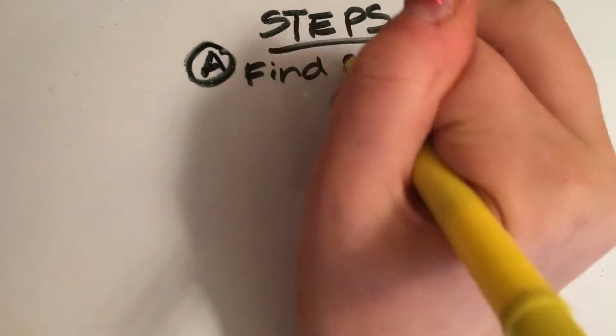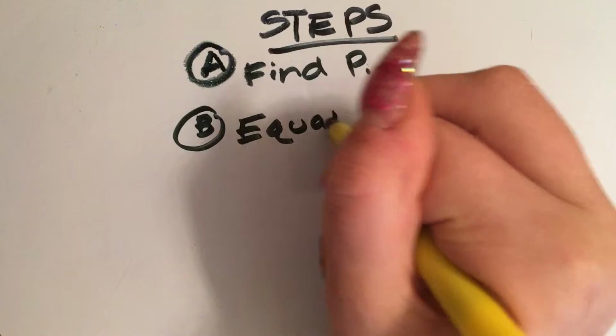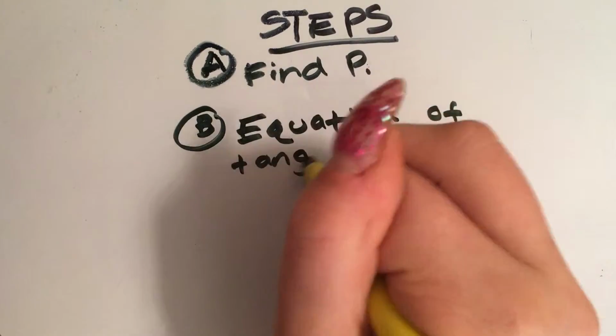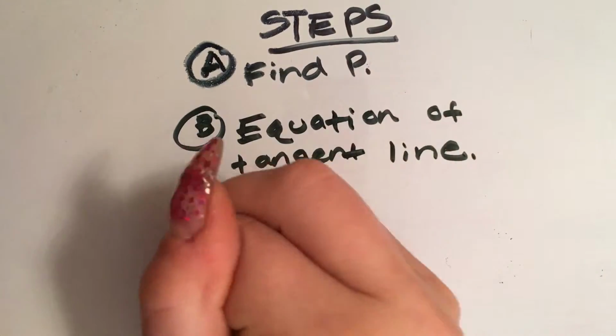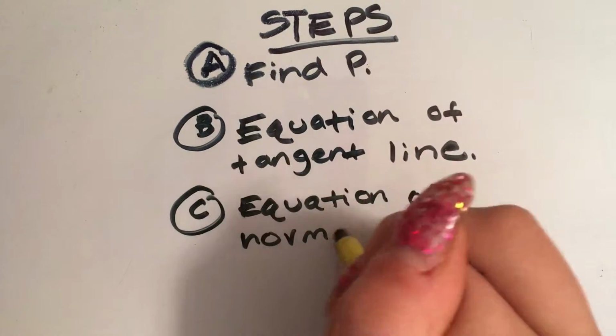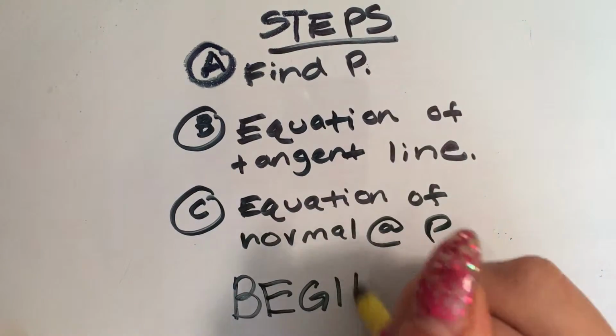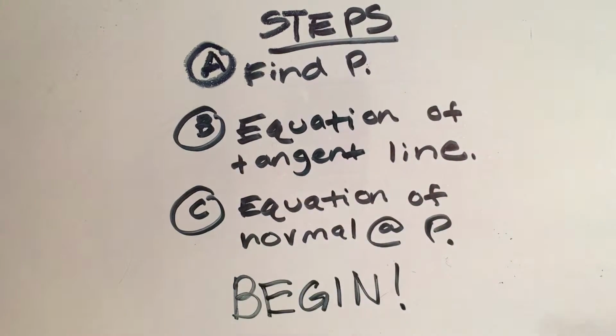So, step 1. The most important thing you have to do first is to find point P. Then you use that information to find the equation of the tangent line, and then to finally find the equation of the normal line. Once you've done all three of those things, we'll have all the information that we need.